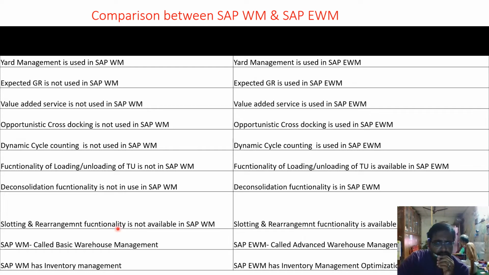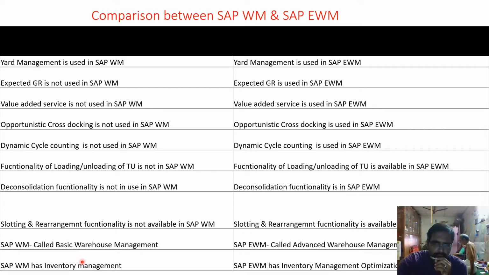And when coming to WM, it is basic warehouse management. Now in S/4HANA with the embedded EWM system, basic warehouse management is nothing but the SAP WM functionality. SAP is not removing that, they are replacing it. It will become an inbuilt functionality with the S/4HANA ERP systems.